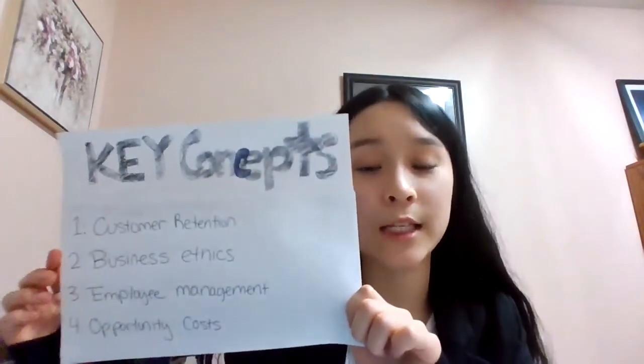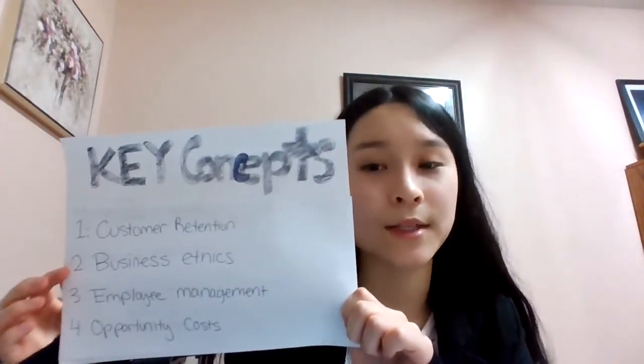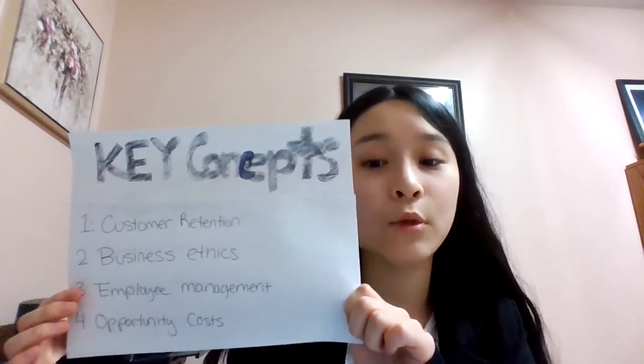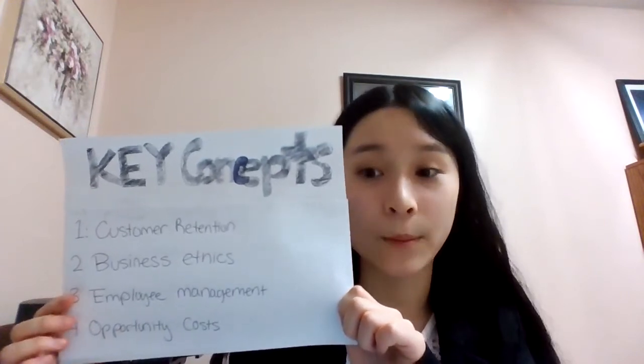So in terms of explaining our solution, I will also explain the key concepts involved. That includes first, customer retention, second, business ethics, third, employee management, and finally, opportunity costs. When we're talking about customer retention, in my solution the first step is to provide free opportunities to educate our customers. That can be special events, particularly for these higher profiles.